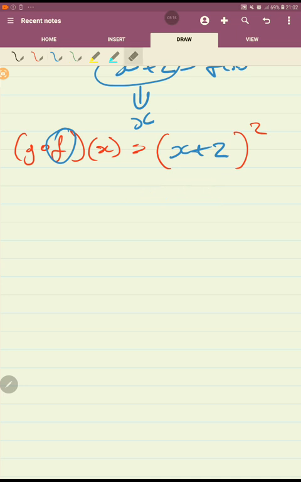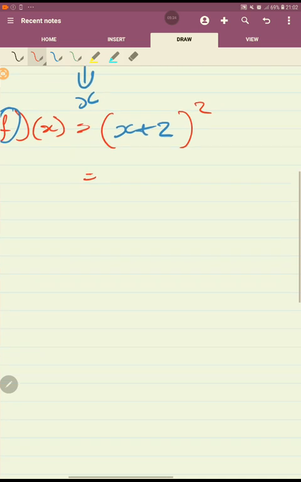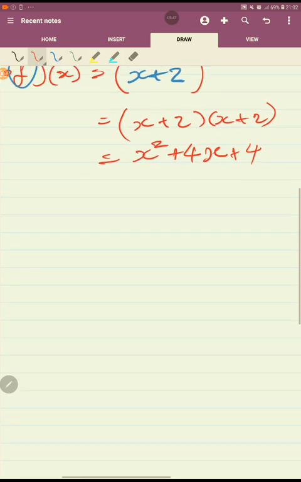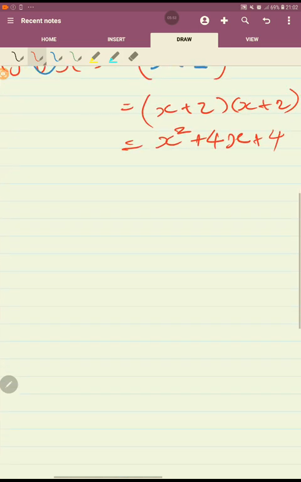Let me just finish the equation. You can just factorize: x plus 2 in brackets times x plus 2 in brackets. Therefore x multiplied by x is x squared, x multiplied by 2 gives 4x in total, then we have 4. That's just the factorization method. I hope you learned that in grade 10, it shouldn't give you problems. Okay, so let's do the last question.